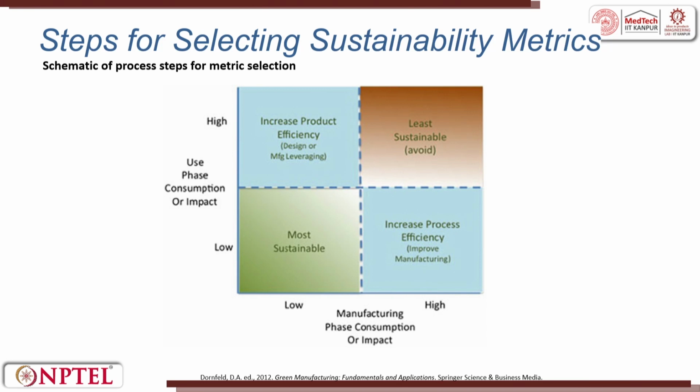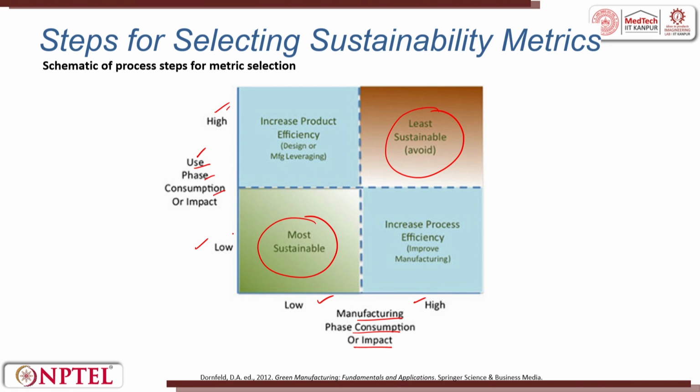You can see the four quadrants here, and we have manufacturing phase consumption or impact could be low or high in the x-axis. In the y-axis, we have use phase consumption or impact low or high. If manufacturing and use phase both are low, then it is most sustainable. If both are high, it is least sustainable. In between, we have to pick between the use phase consumption or manufacturing phase consumption.